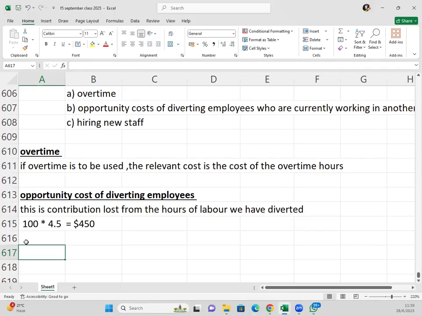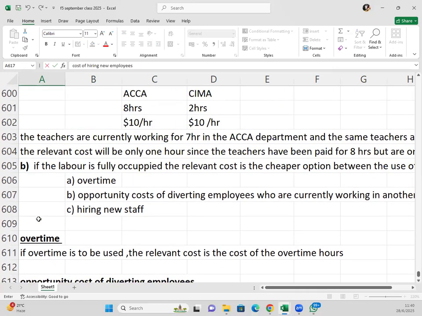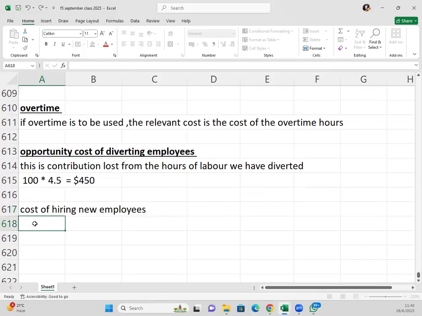this order. Then besides the opportunity cost of diverting employees, we can have the cost of hiring new employees. So for these additional hours, we can use overtime, we can use employees from another department, or we can hire new employees. For the cost of hiring new employees, this one I think is just direct. You just need to calculate how many hours you need for these employees times the cost per hour. And also sometimes when hiring employees, we might have recruitment cost.